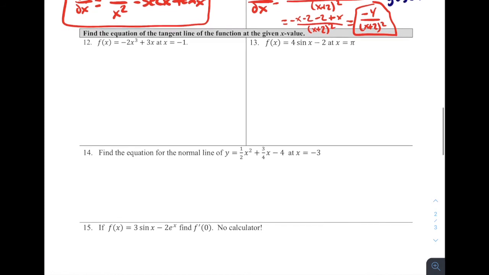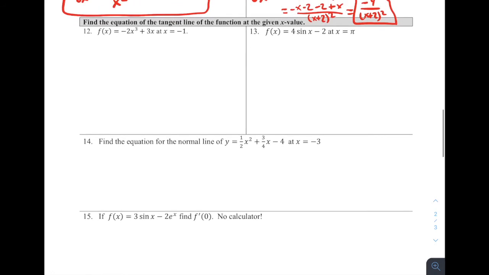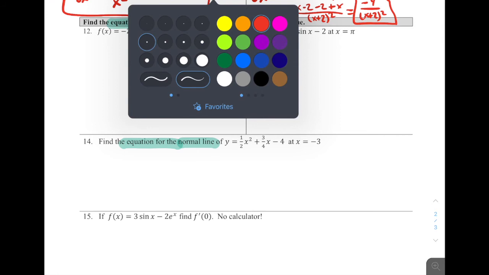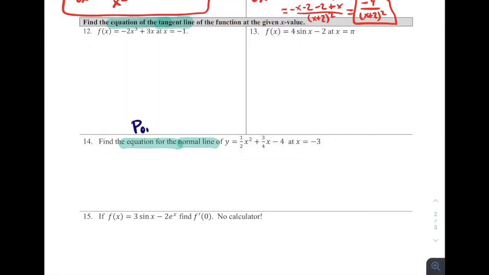Great. Number 12, find the equation of the tangent line of the function at the given x value. All right, so we need to find the equation of the tangent line. In general, when we are writing the equation of a line, whether it's a tangent line or what we sometimes refer to as a normal line, which we'll see in number 14, in AP Calculus we use what is called point slope form. Point slope form is the go-to way to write an equation because it doesn't require any manipulation.